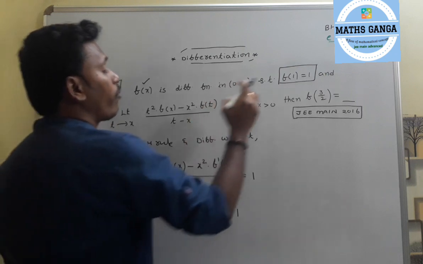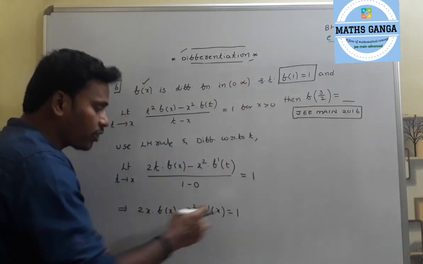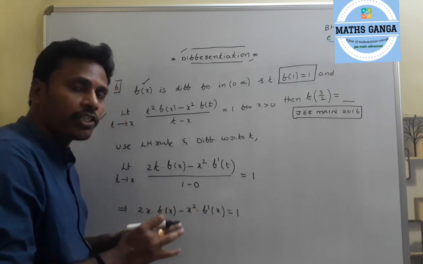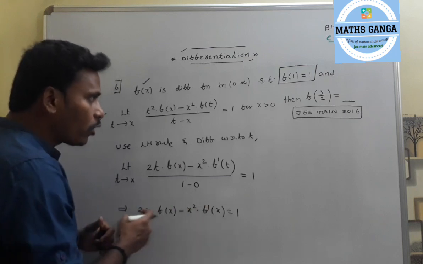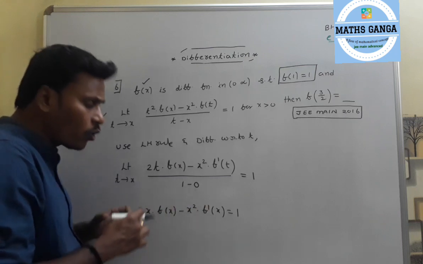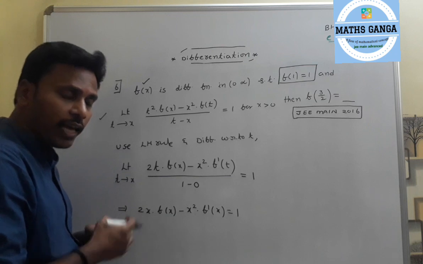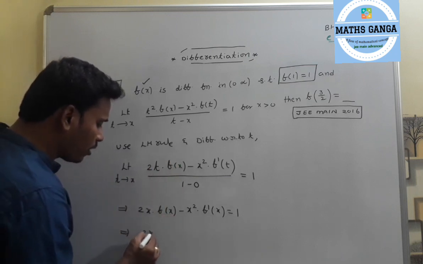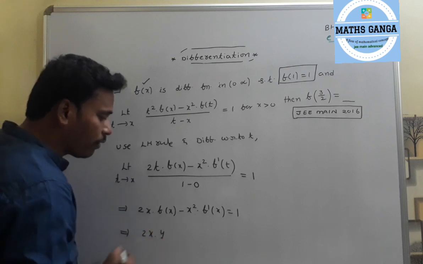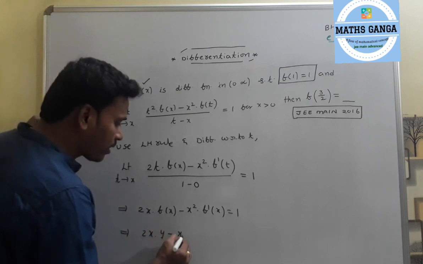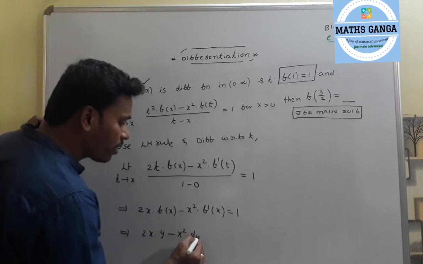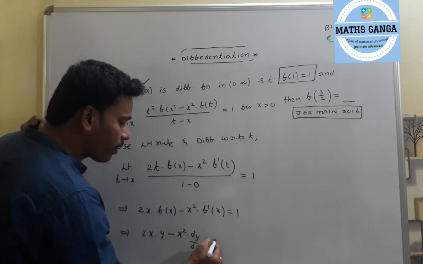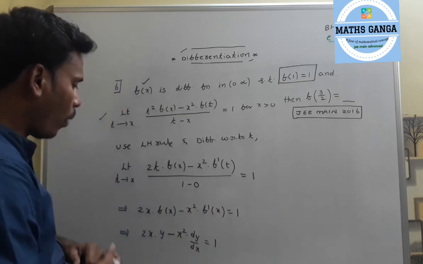We need to find f of 3 by 2. From this relation we need to find f of x. Usually we call this relation a differential equation. So we need to solve this differential equation, to identify f of x and find f of 3 by 2. Further, 2x into f of x, which is simply y, minus x square into f dash of x, the derivative of f, which is dy by dx, is equal to 1.